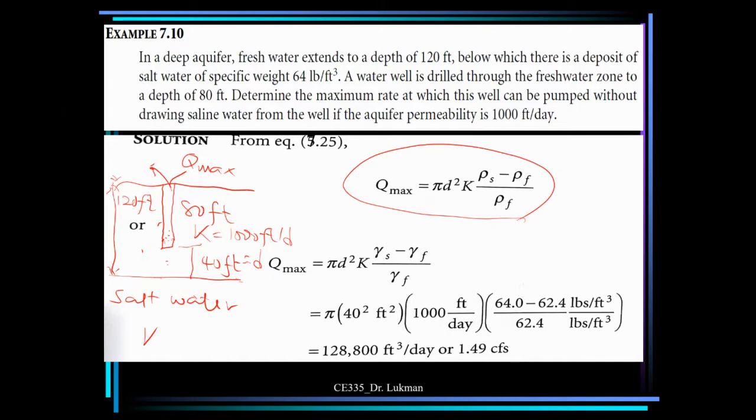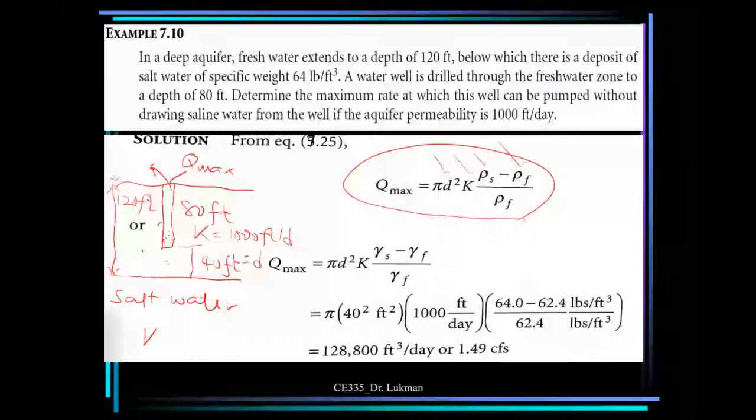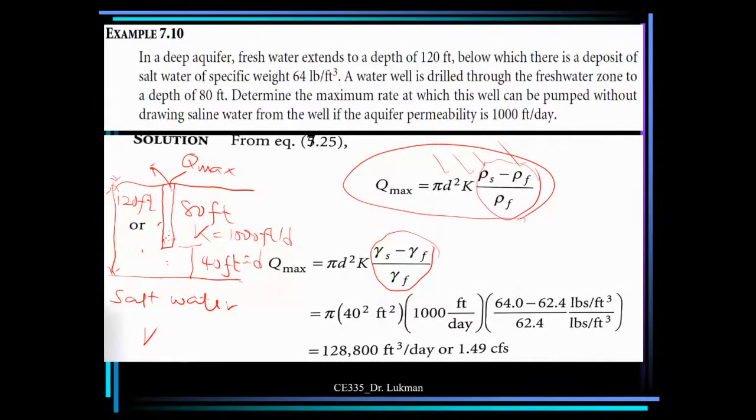And D, we found it to be 40 feet. K is provided. This is the density of saline water, the density of fresh water, which we will just substitute. We can use density here as well as specific weight, because specific weight is the density of the fluid times g, so the density of water will cancel out. You can use either density or specific weight here.